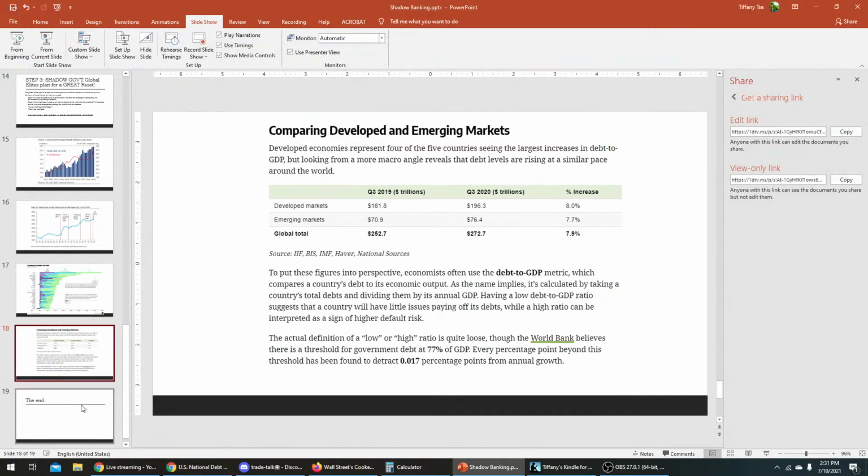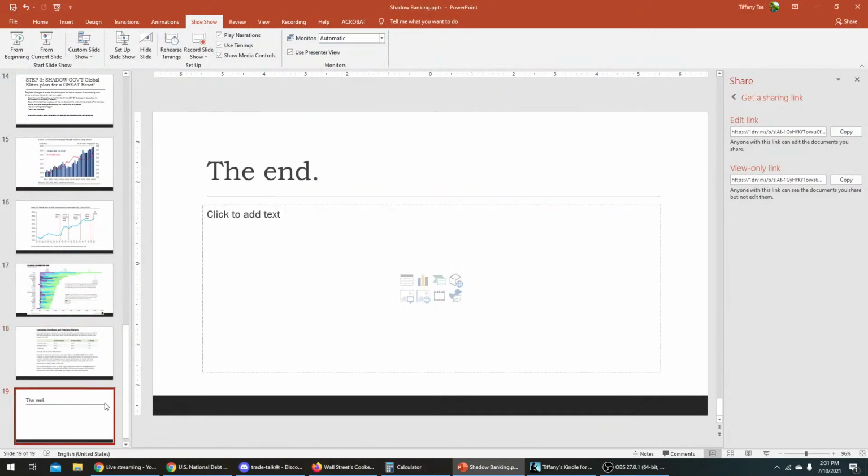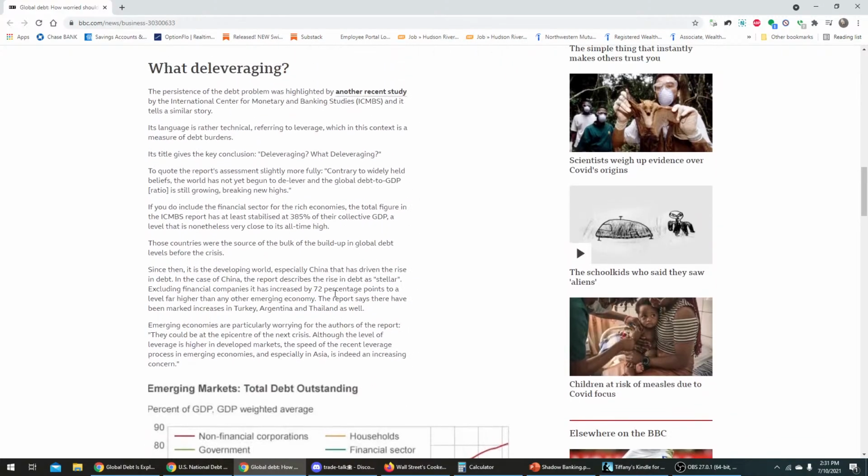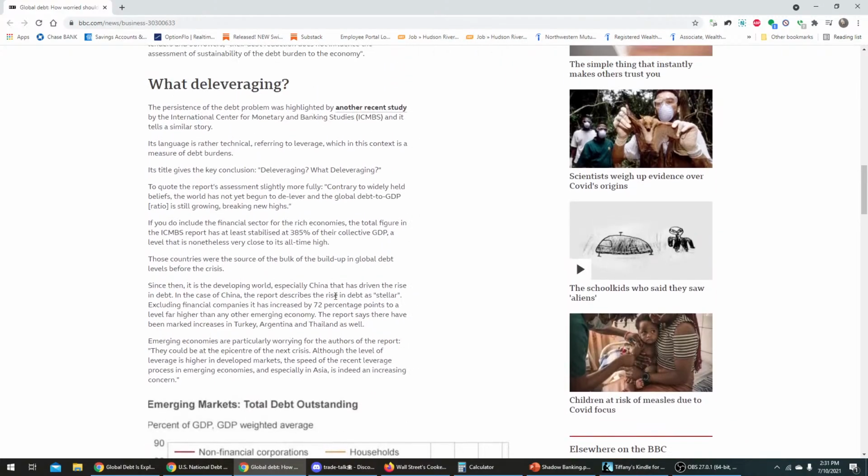So that's the thing that I want to mention. And so that's the end of this presentation, but I still have more to show you. This is just one of them. So there could be a case when we might deleverage all the debt problems. So what does that mean if we deleverage the debt?